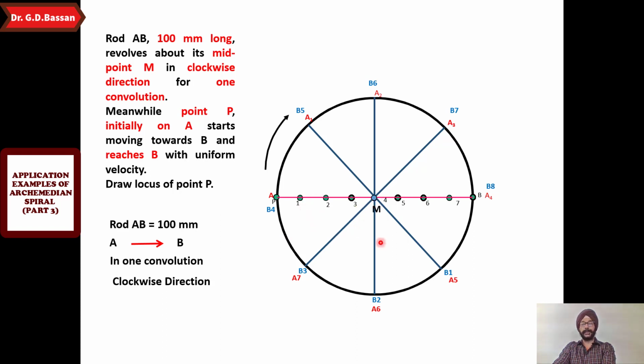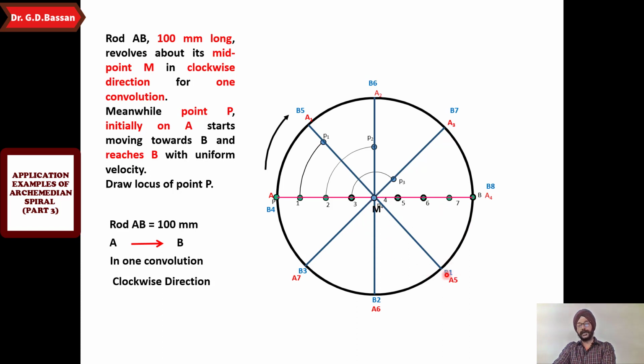Now take M as the center, radius equal to MA1, draw an arc which is intersecting MA1 at point P1. Okay, similarly take center at M, radius equal to MA2, draw an arc which is intersecting MA2 at point P2. Same way we can go for P3, and we have the point P4 which is at the center. So up to here I think anybody can draw the Archimedes spiral, but the difficulty arises after the fourth point.